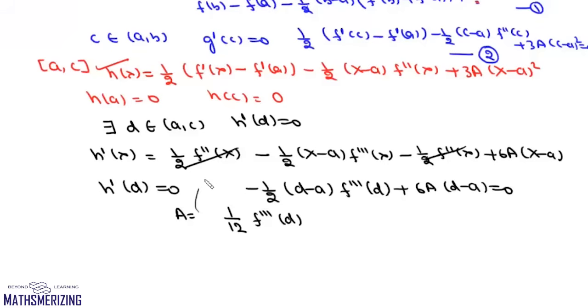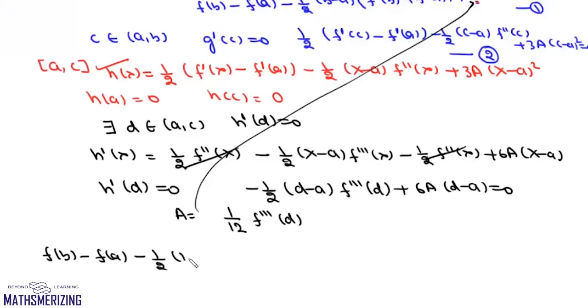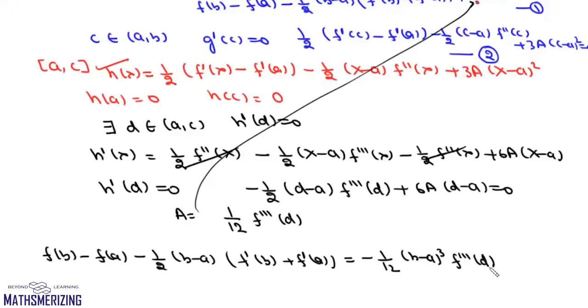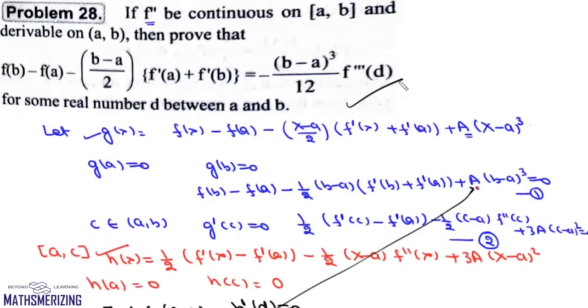Now if we put the value of A in this first equation, we can write f(b) - f(a) - 1/2 (b - a)[f'(b) + f'(a)], and if we take this expression on the right hand side, we can write this as -1/12 (b - a)^3 f'''(d), and this is what we need to prove in the question.